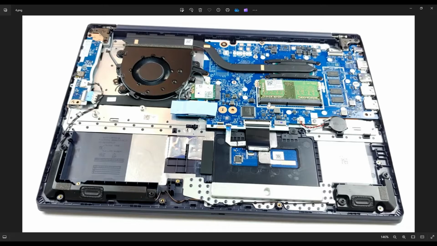This is your RAM right here. And this is your solid state drive that comes with the computer right there.